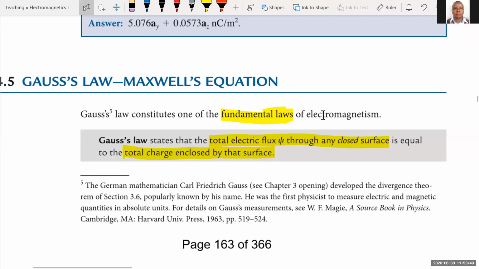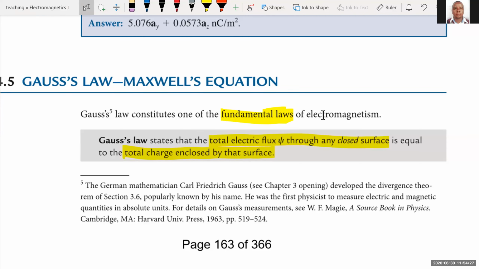We start again on Gauss's law. It's a new subtopic that is similar to Coulomb's law. Gauss's law was developed by a German mathematician called Carl Friedrich Gauss, who also developed the divergence theorem. So this is the same person we discussed in the divergence theorem material who gave us this Gauss's law.